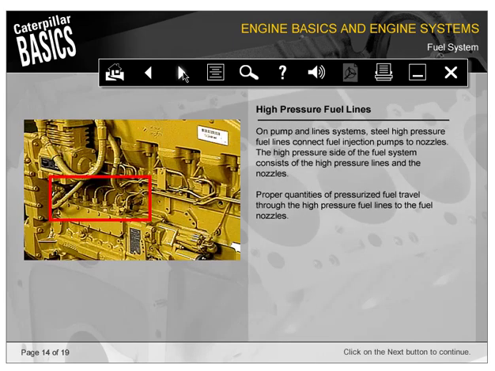On pump and line systems, steel high-pressure fuel lines connect fuel injection pumps to nozzles. The high-pressure side of the fuel system consists of the high-pressure lines and the nozzles. Proper quantities of pressurized fuel travel through the high-pressure fuel lines to the fuel nozzles.